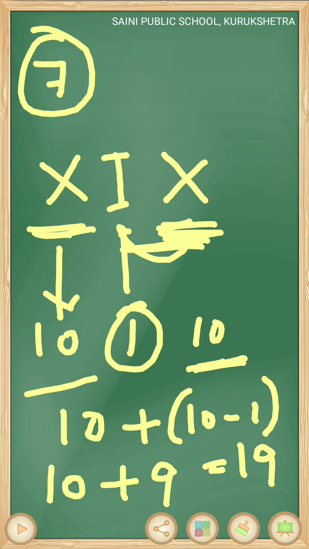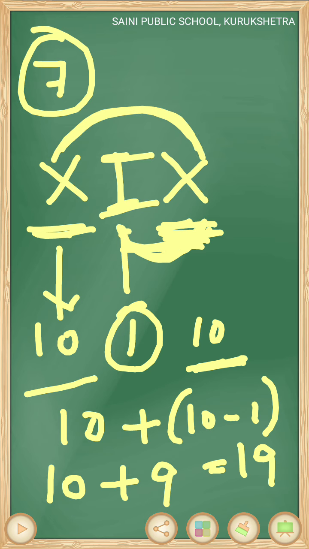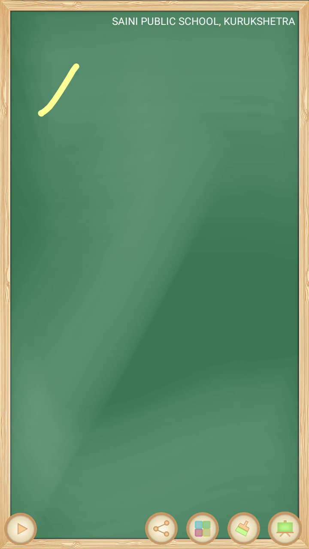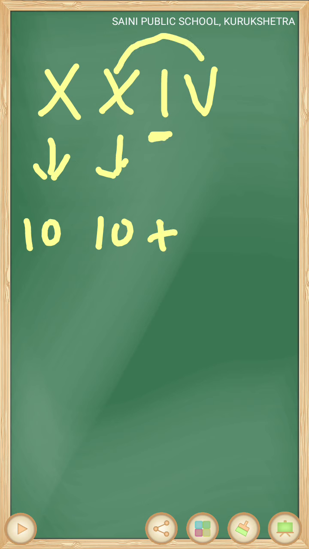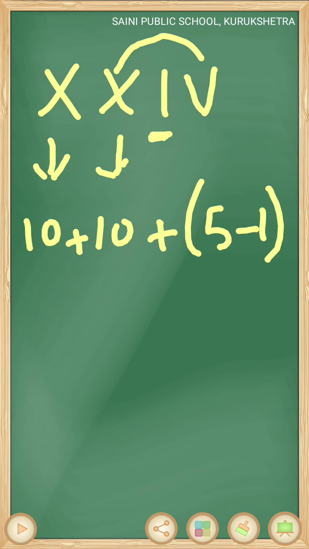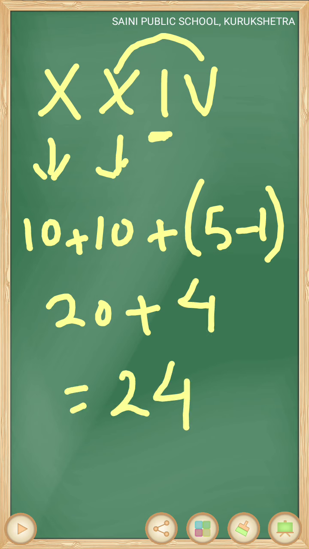So in this way, we can write a smaller Roman numeral between two bigger Roman numerals. Then its value will be subtracted from the right, greater Roman numeral. Similarly, if I am writing XXIV, what will its value be? Its value is 10, its value is again 10, and this is I between 10 and 5. So its value will become 5 minus 1. So it will become 20 plus 4 is equal to 24.